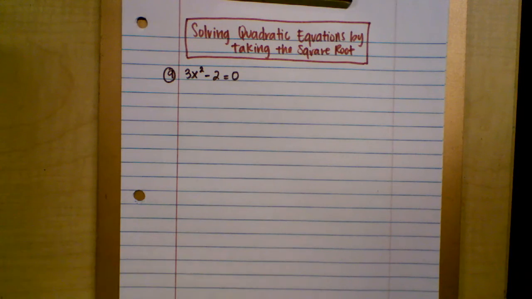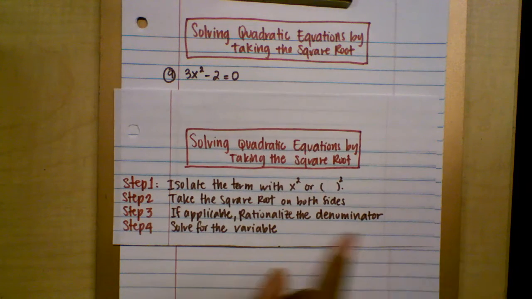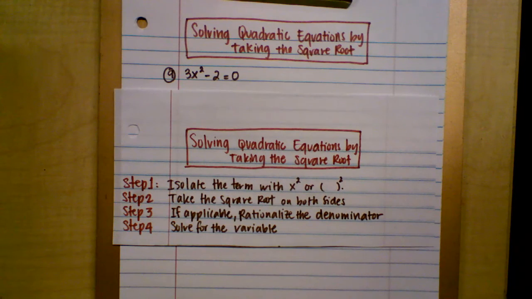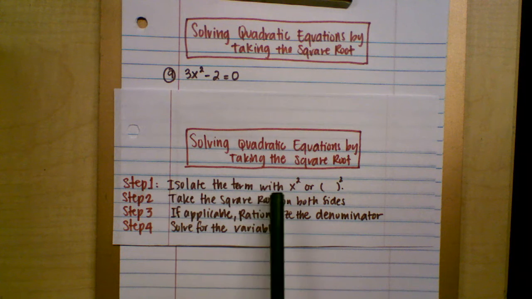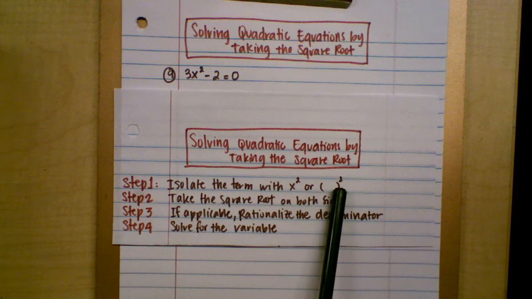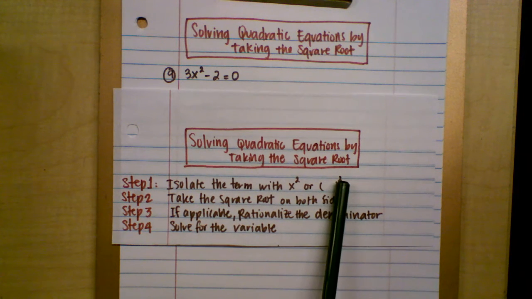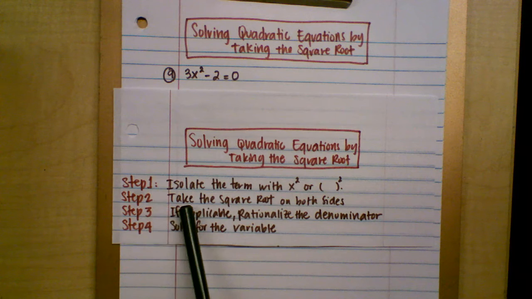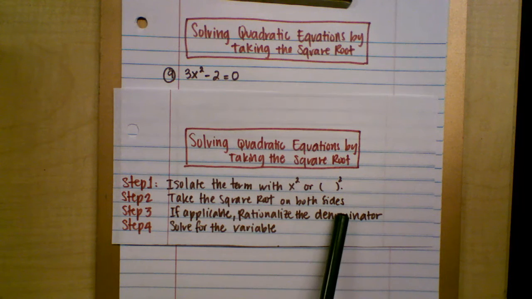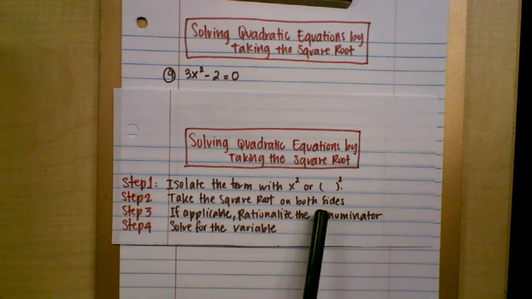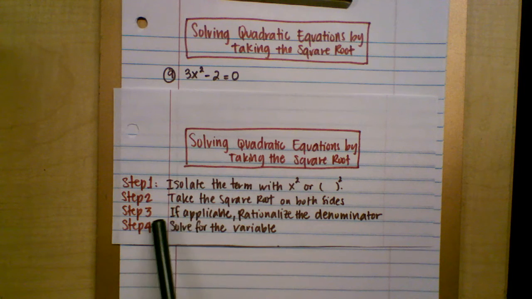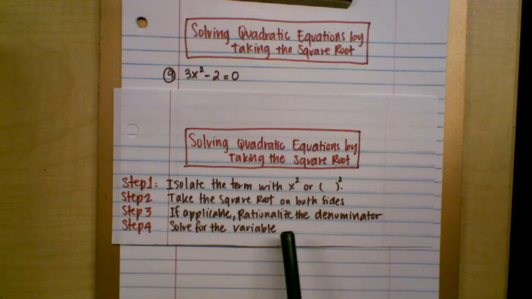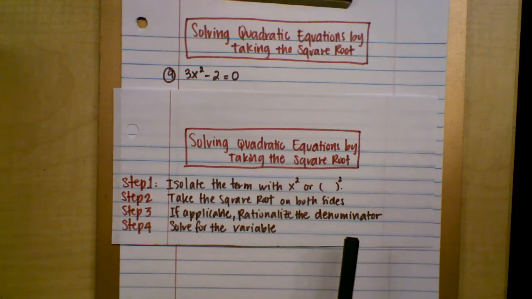Okay, so I want to go over the steps one more time. What is the first step? Step one, isolate the term with the x squared or the expression being squared. Step two, take the square root on both sides. The reason why you take the square root on both sides is to undo the square. And then step three, if applicable, we are going to rationalize the denominator.